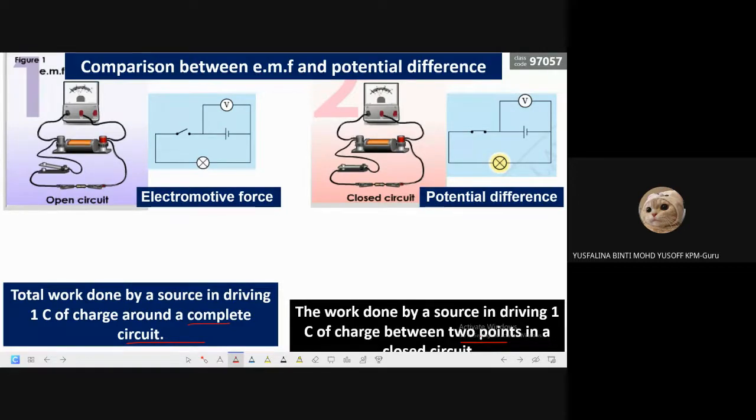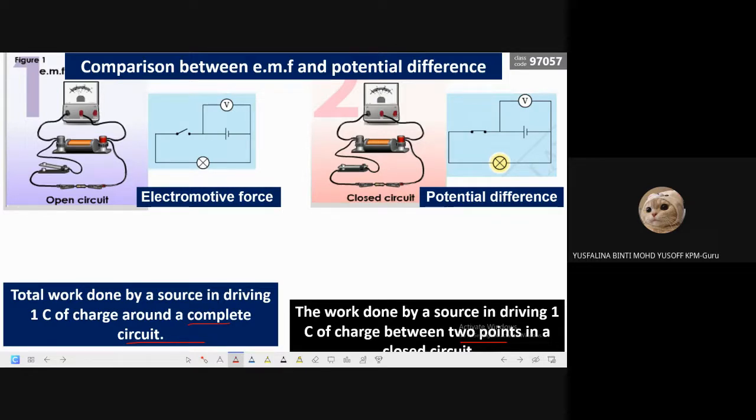The bird, the distance between the legs of the bird is very small, so the potential difference is smaller. Why does it become smaller? Because the work done, let's say from the left leg to the right leg, the distance is very small. So the work done to move from the left leg to the right leg is very small. So the potential difference is small, right?